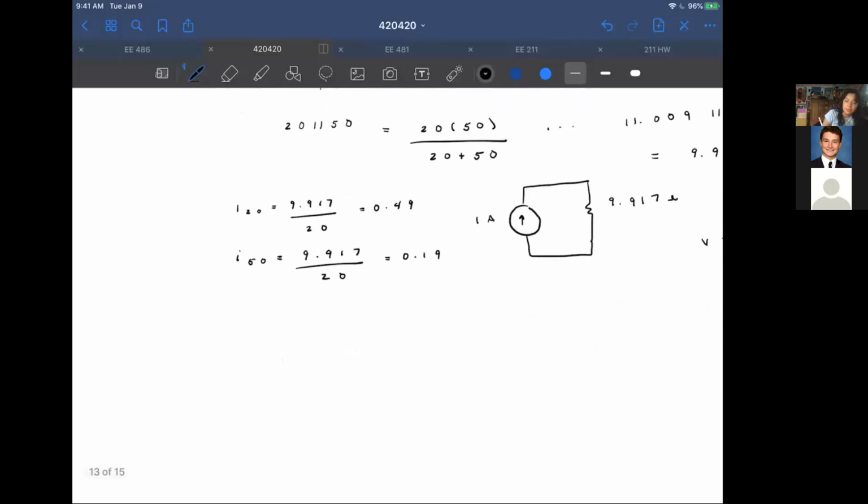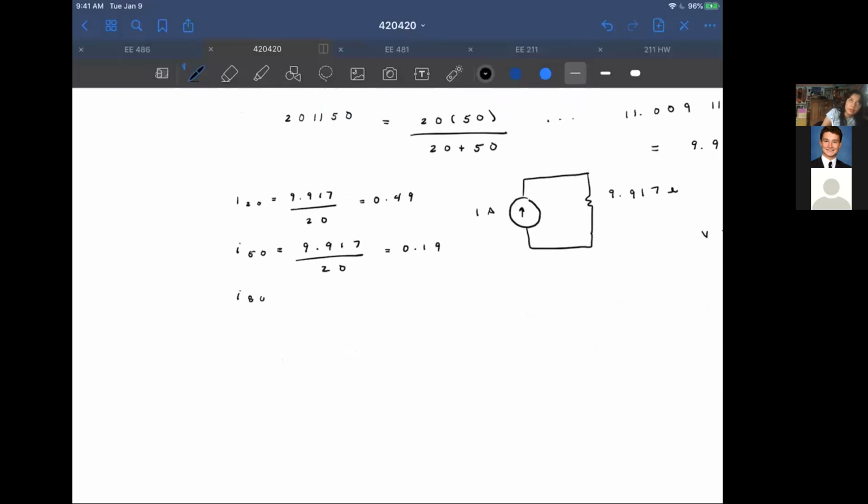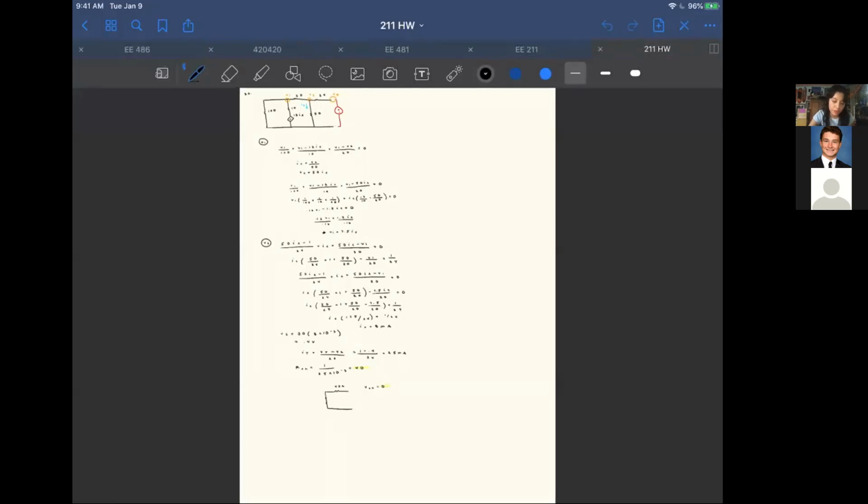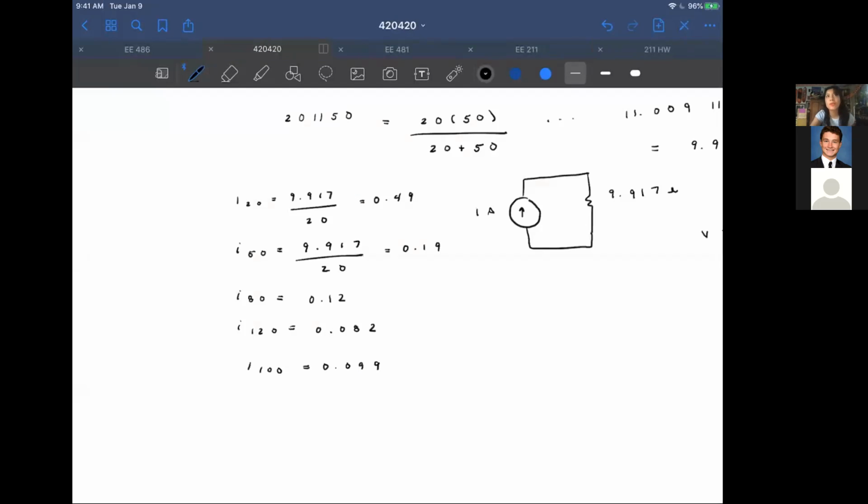Sorry, yeah. And then I80, using the same formula again and again, becomes 1.23, I120 is 0.0826, and then I1 is 0.099. I didn't need to show all the math because it's just the same formula over and over again. But all of this cumulatively should equal 1 amp added up. That's a surefire way to test to make sure that your math is correct.